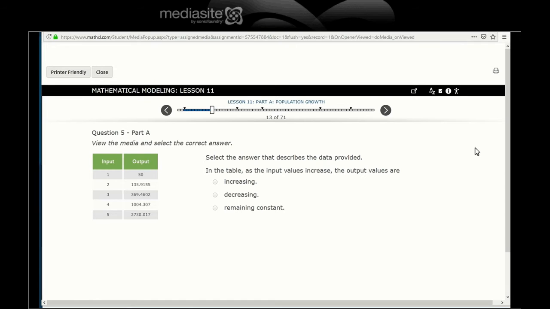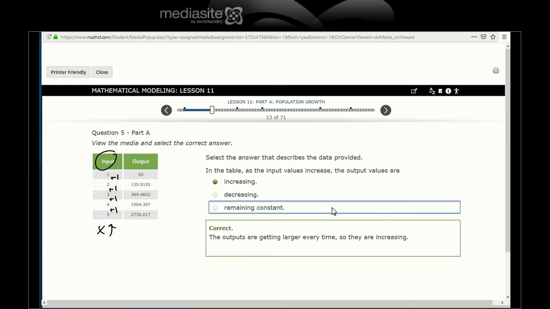So let's see what we got here. Plus 1. Okay, we're increasing in y constantly. And let's keep big picture thought here. So select the answer in the table as the input value increases. All right, x is increasing. The output values are, okay, 135 is bigger than 50, 369 is bigger than 135, 1000 is bigger than 369, 2700, it is increasing. Yep.